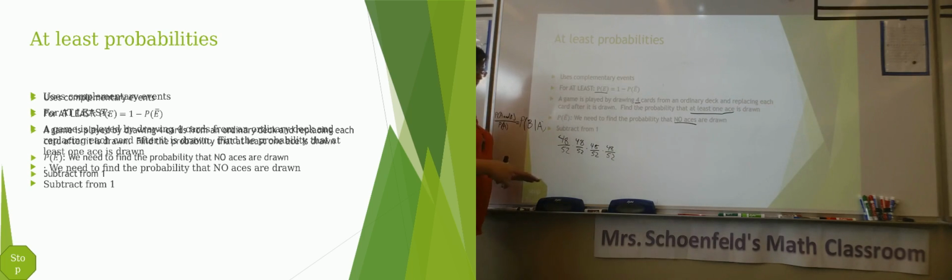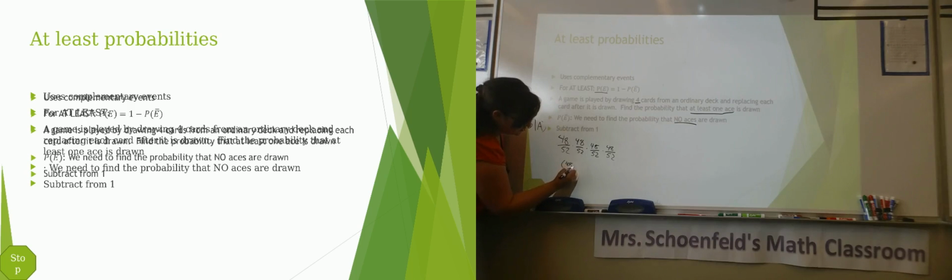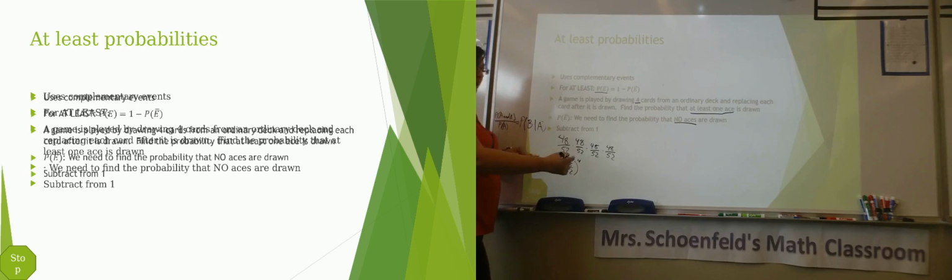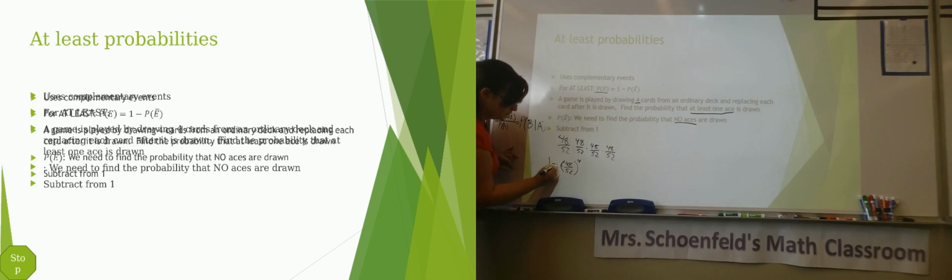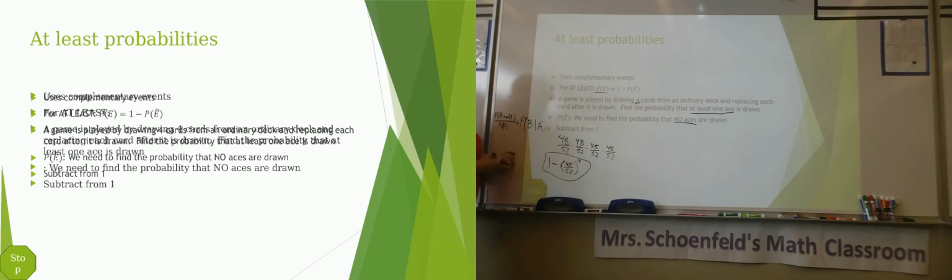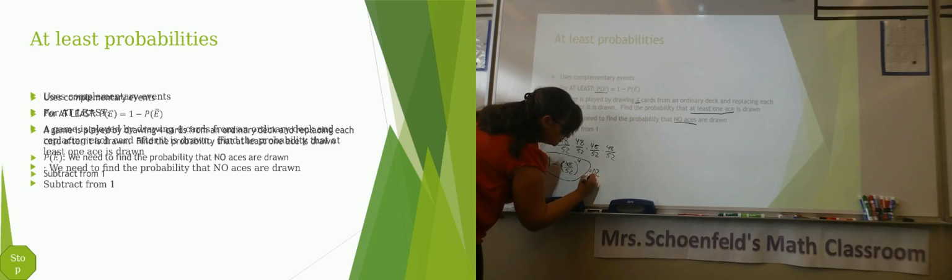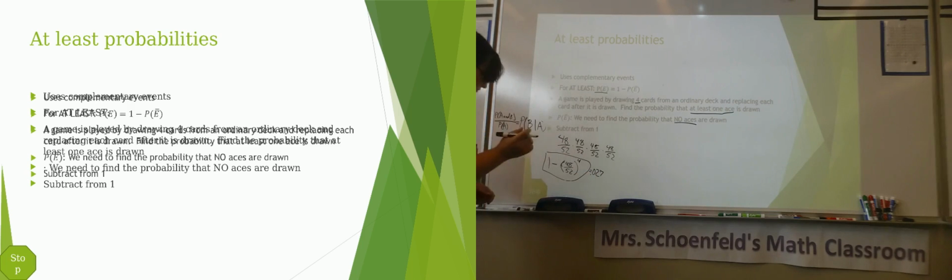Okay, so the easy way to do this would be 48 over 52 to the 4th. And then we're going to subtract whatever this is from 1. If you just want to type those in for those at least problems, it's 1 minus the complement to the whatever power, however many you're doing. That comes out to 0.27, sorry. Okay, so that's what you're going to get.